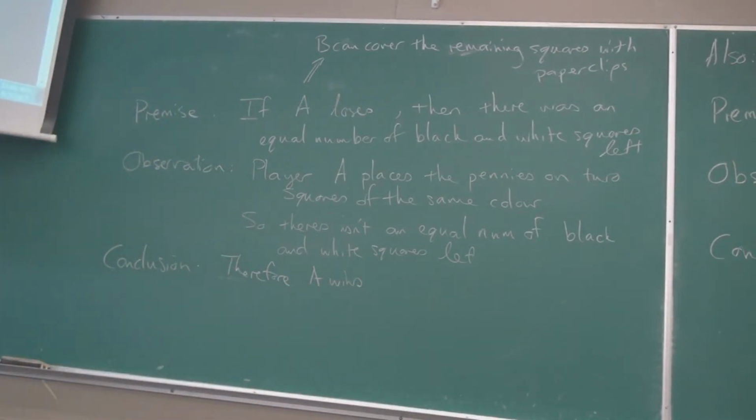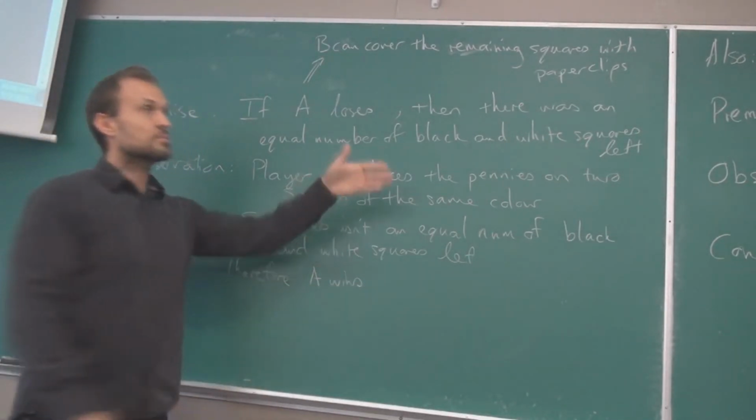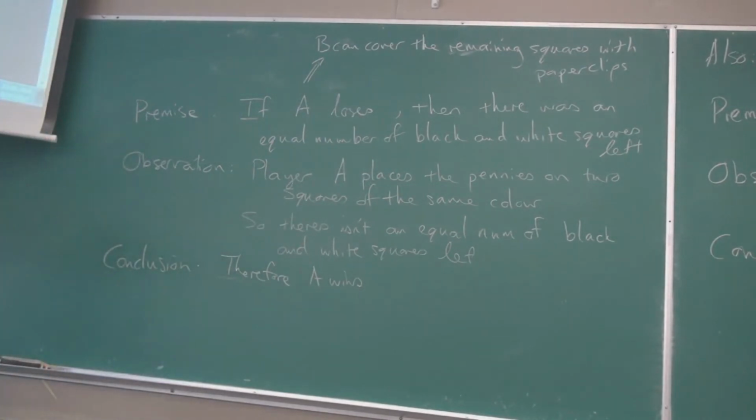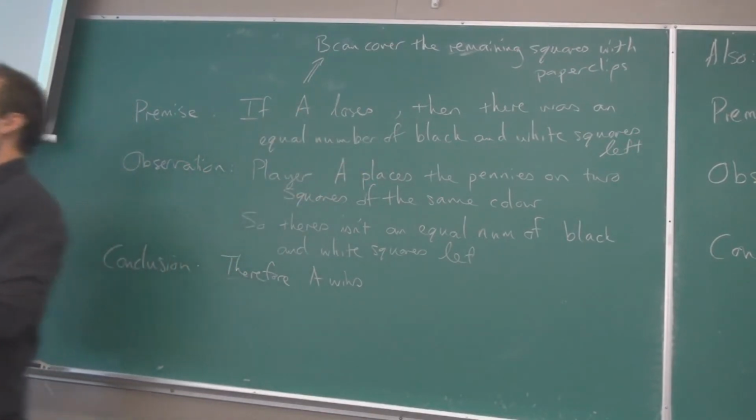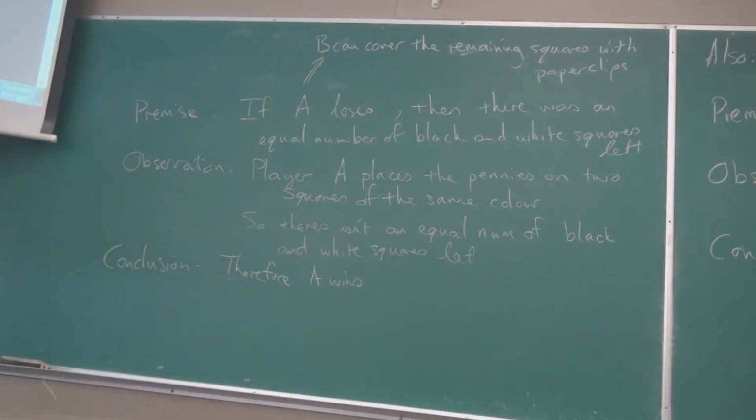Therefore A wins. Therefore B cannot cover everything, so A is going to win. See the similarity. Take a simple example to figure out the structure of the deductive reasoning process, and then when it gets more complicated, you're trying to match it with what you're comfortable with and see how you can structure it in the same way.